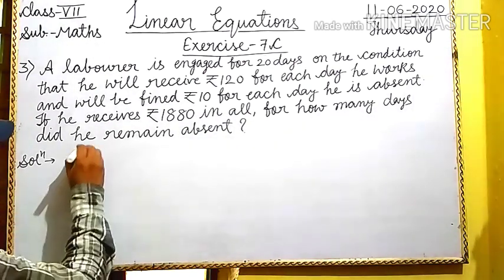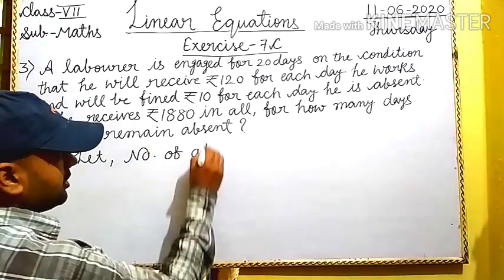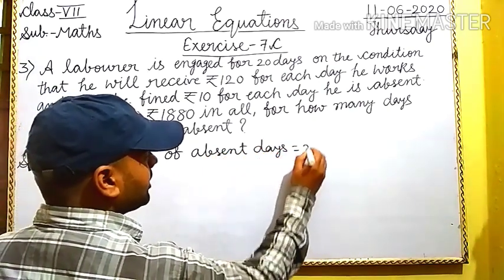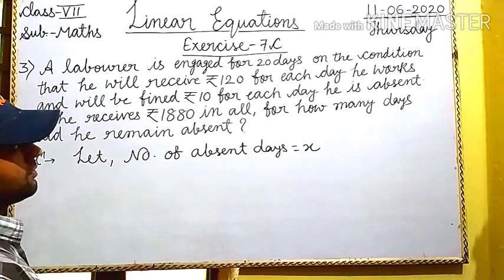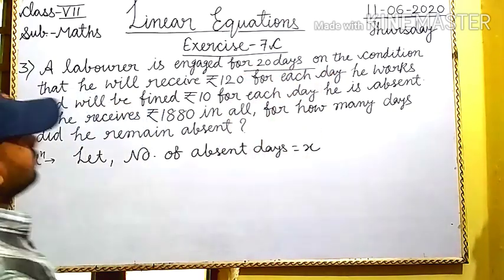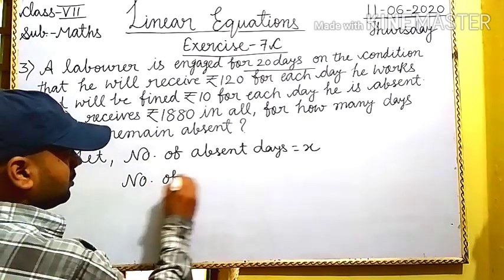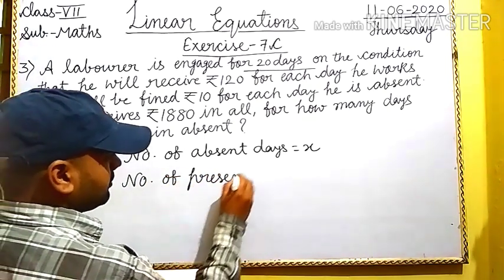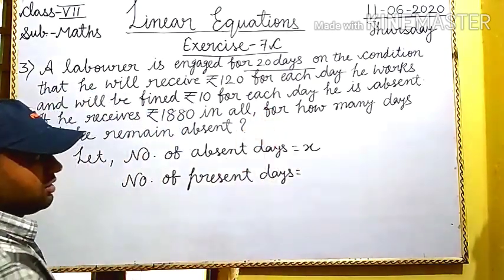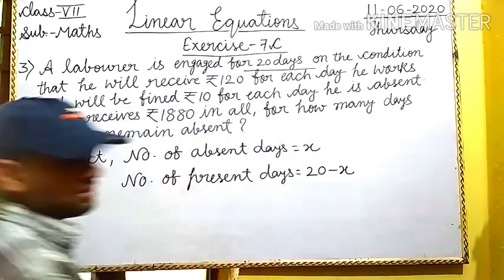First we let the number of absent days be x. Is it clear? The laborer is engaged for 20 days, so here we find the number of present days. Total days given is 20 and absent days is x, so the present days are 20 minus x. Is it clear?